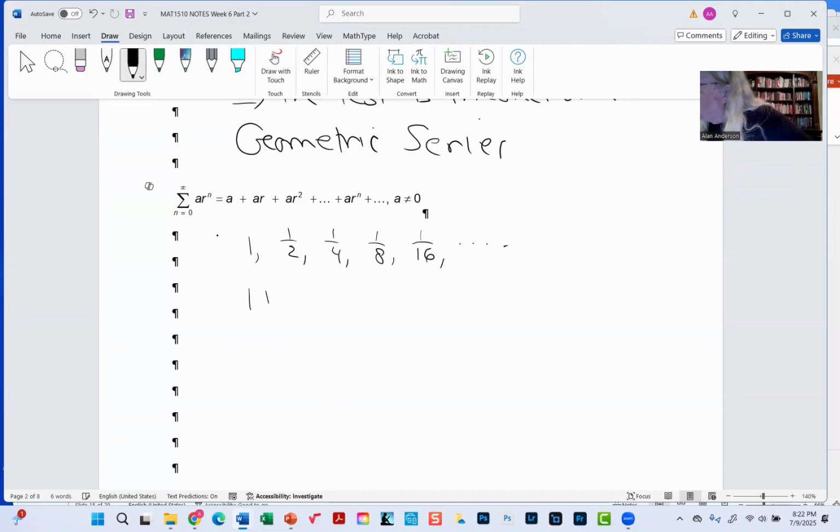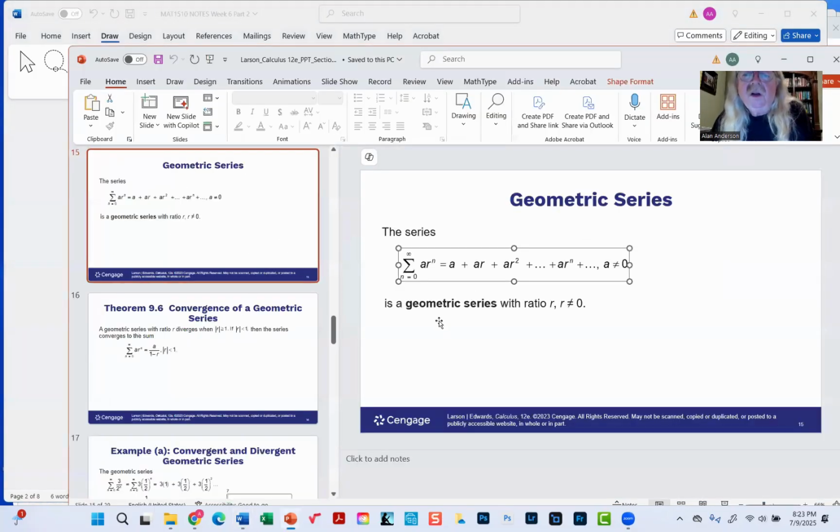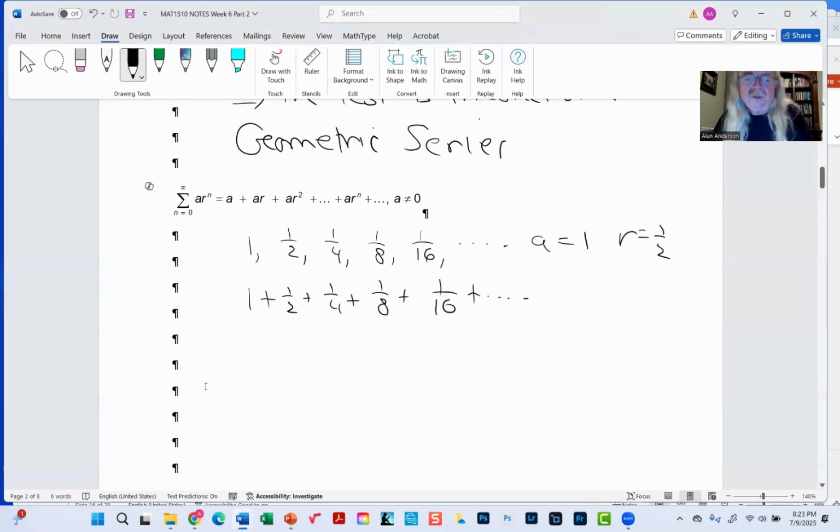And so the series would be 1 plus 1/2 plus a quarter plus an eighth plus a 16th, et cetera. Okay. And so the idea here is that A is 1 and R is 1/2. So each time you go further along the sequence, you've got 1/2, 1/2 squared, 1/2 to the third, 1/2 to the fourth. So this is a geometric series. In the special case where R is in absolute value strictly less than 1, we can reduce this to a very simple formula.